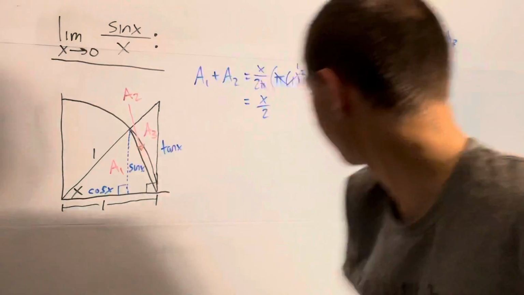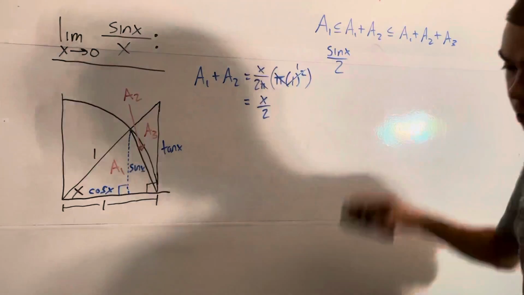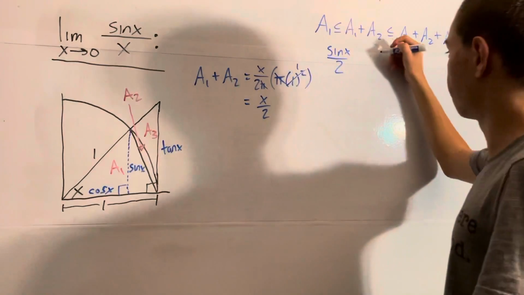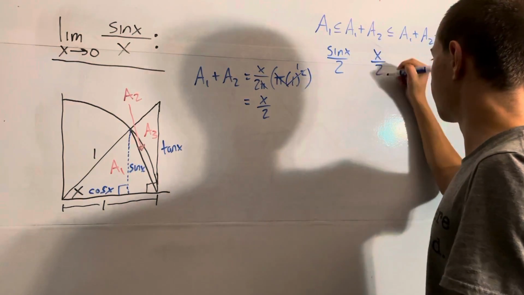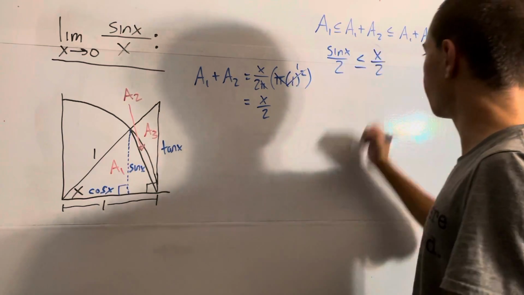I don't know how I did that, but I would not be surprised if that was not the first time I did that. Anyways, x over 2 should be less than or equal to, right?